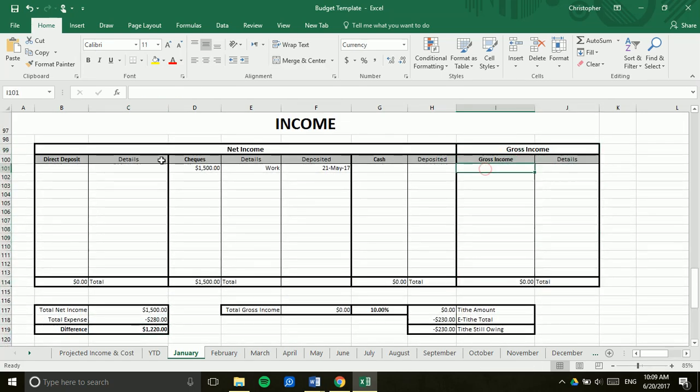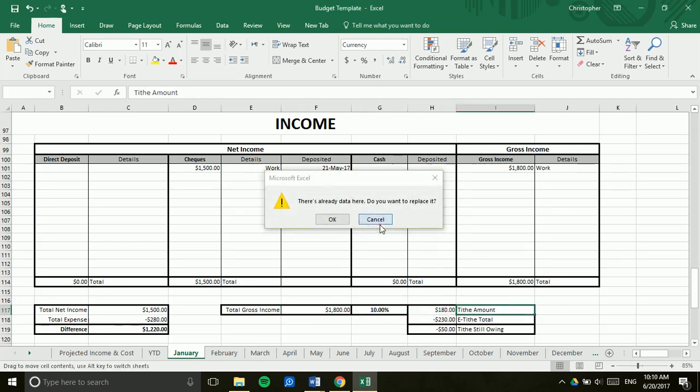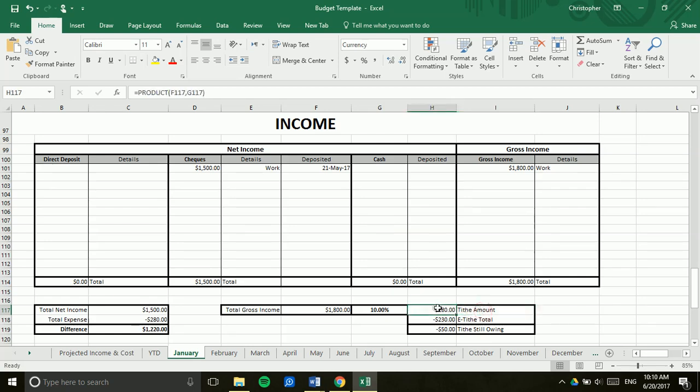So you would also write, let's say, $1,800 for work coming in, because that's the before taxes, before deductions. That amount totals here from all the different things. Then it goes to this column here where the total gross income is multiplied by 10%. It shows then the tithe amount. This is the amount that you should be tithing that month.